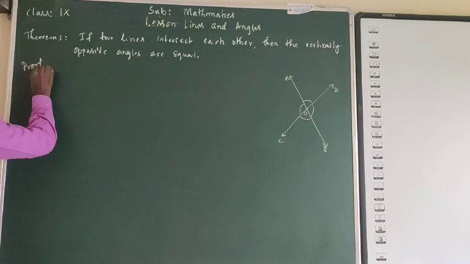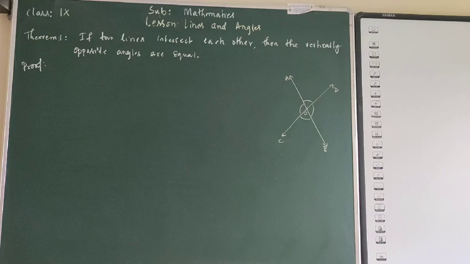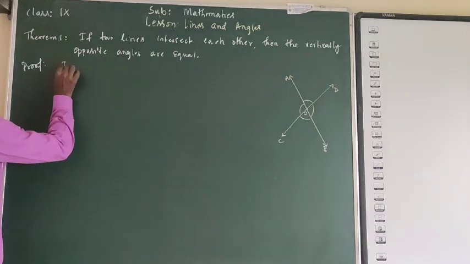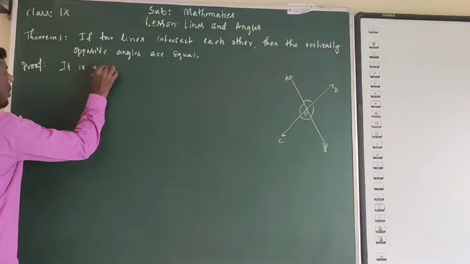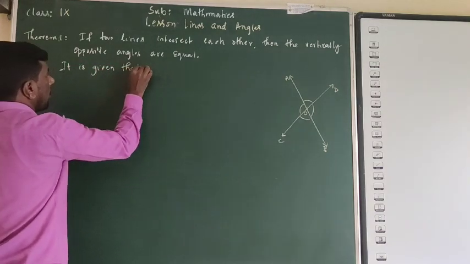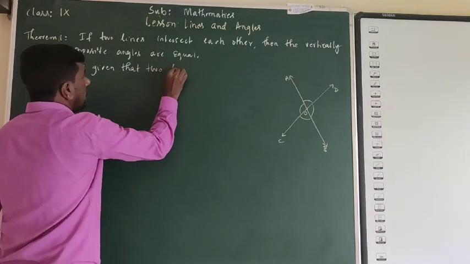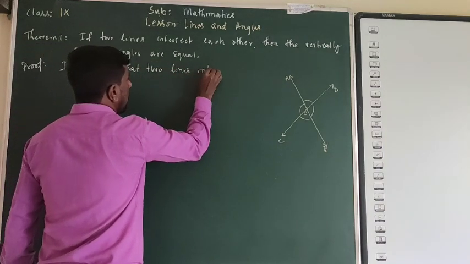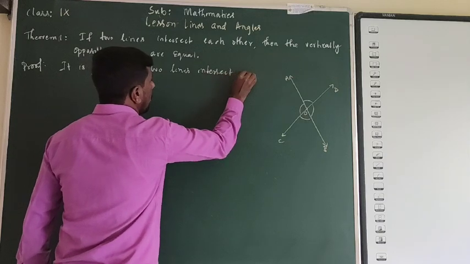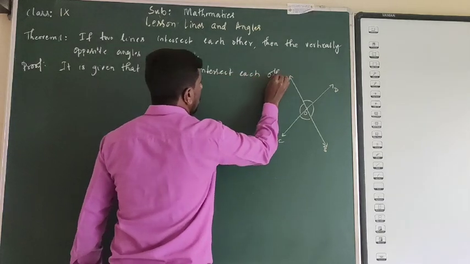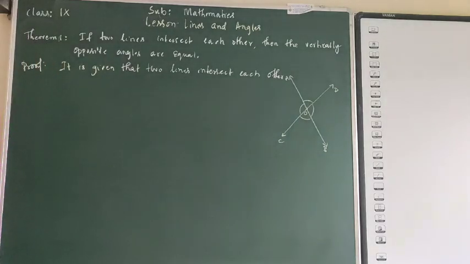Now, proof. So if it is a theorem, then we need to give the proof. It is given that two lines intersect each other. AB and CD are the two lines. So let AB and CD be the two lines intersecting at O.